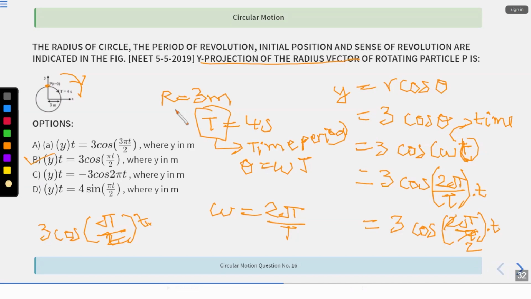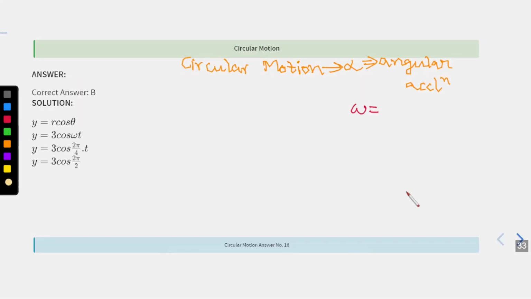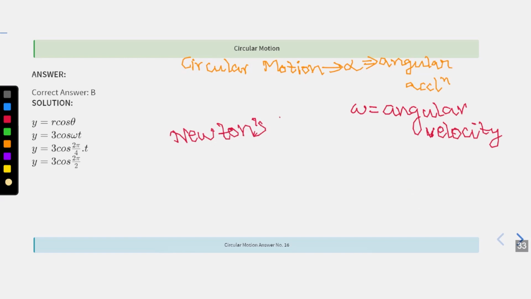Okay, so today there were a lot of concepts that we learned. So let's quickly revise the concepts that we learned. Firstly, we have covered angular acceleration and angular velocity. In most of the questions, we approached it using Newton's law of motion. And Newton's law of motion is applicable to circular motion too.